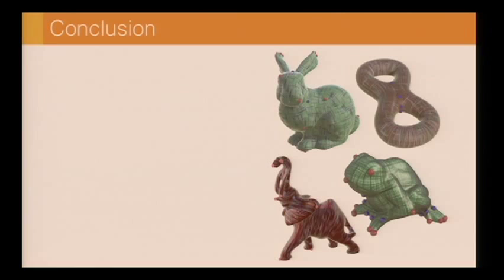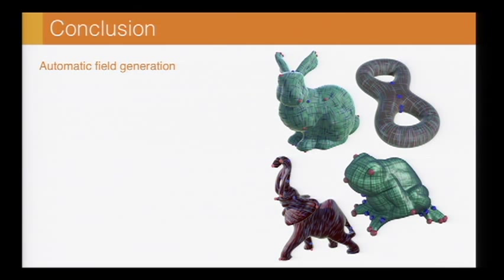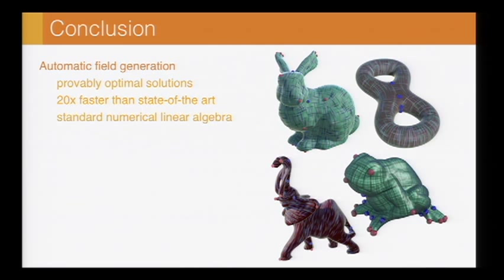Okay, so in conclusion, what we did here is introduced a nice automatic method for direction field generation that has provably optimal solutions. It's in practice about 20 times faster than the state of the art, and we're just using standard numerical linear algebra. So if you have some fancy GPU linear solver you want to use, you can go ahead and use that as well.